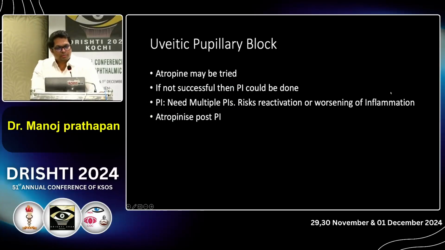Next, coming to uveitic pupillary block, this pupillary block is because of either occlusio pupillae or seclusio pupillae. You can have a fibrin membrane covering the pupil or 360 degrees posterior synechiae. In such situations, intense steroids and atropinizing the eye is the treatment. If it's not successful, we can do a PI. We may need to do multiple PIs, and they should be larger than what we normally do because they have a tendency to fibrose.